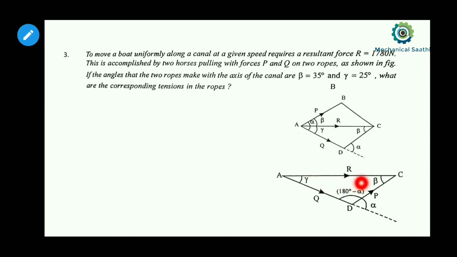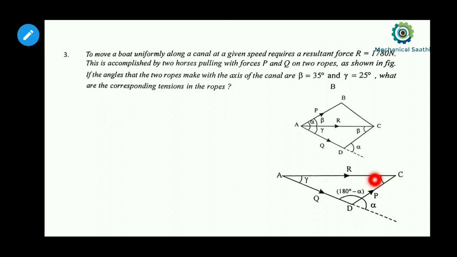Okay, so let us use that principle and calculate the value of all these forces. So simply, if I am using that sine law, then what does it say? It says that the ratio of any side and the sine of the opposite angle will be equal. So I can write AD by sine beta will be equal to SC by sine 180 minus alpha, and that will be equal to CD by sine of gamma.